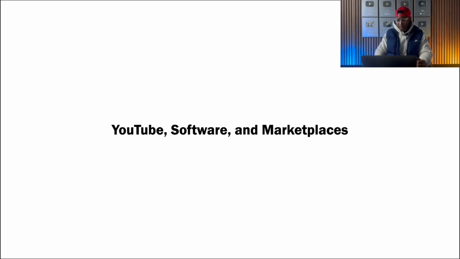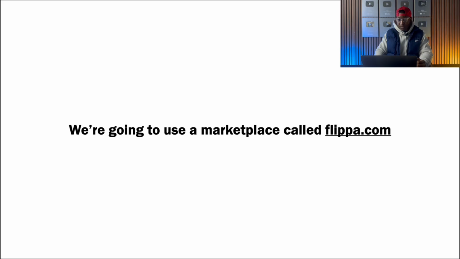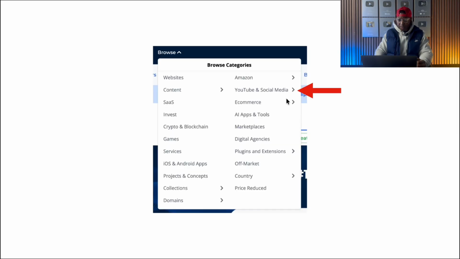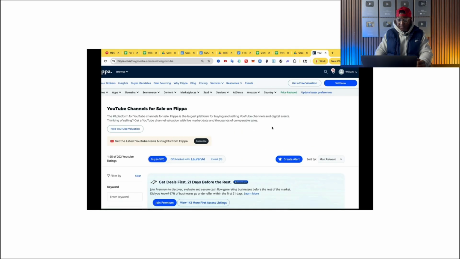YouTube, software, and marketplaces. We're going to use a marketplace called flippa.com. So you're going to go to flippa.com and you're going to hit browse. Once you hit browse, you'll see a bunch of different digital assets, but we're going to focus on YouTube and social media. More specifically, YouTube.